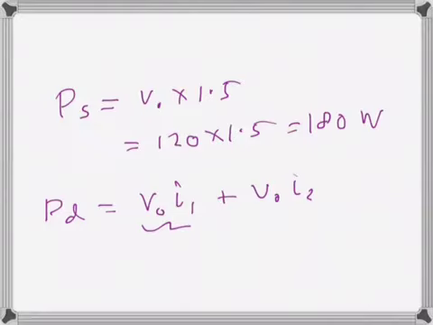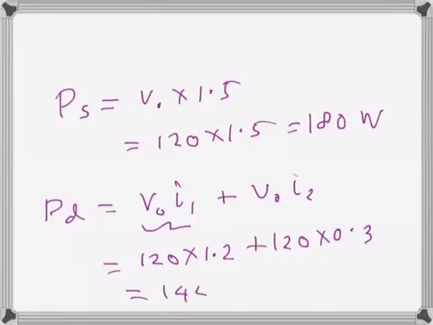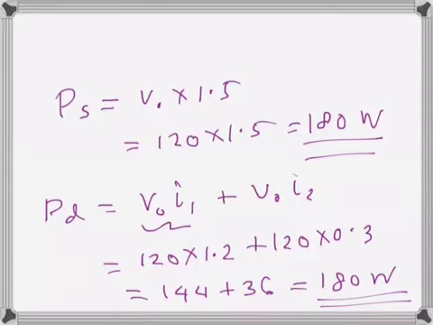So like that. This will be 120 times I1, which is 1.2, and 120 times 0.3. So this one becomes 144, and this is 36. So the total power is 180. So this is the power dissipated. Total power dissipated and total power supplied, they are equal.